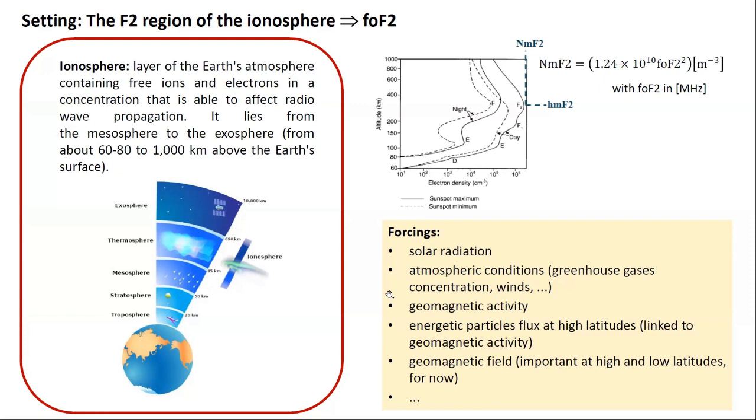The Earth's ionosphere, in addition to its strong dependence on solar radiation, varies also with atmospheric conditions, like the greenhouse gases concentration, for example, with geomagnetic activity, with energetic particle flux, mainly, especially at high latitudes, and the geomagnetic field at high and low latitudes, all of which present variabilities in different timescales.